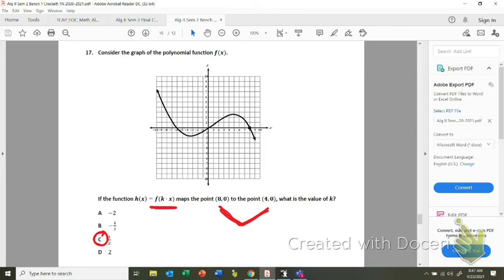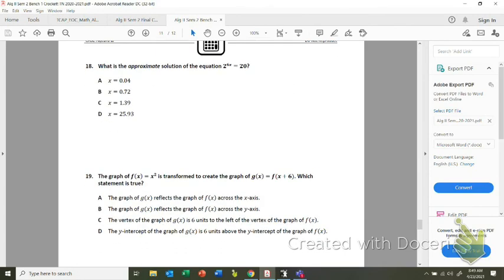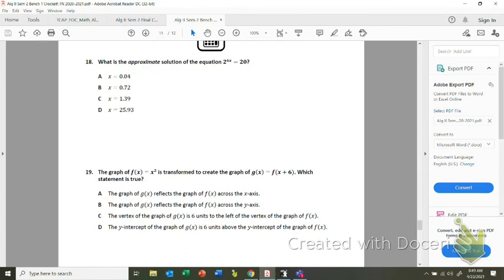All right. Number 18. Easy way, hard way. Easy. So you need a calculator. It says, what is the approximate solution for 2 to the power of 6x equals 20? Look at your choices. X equals 4 different things. What can you do with each of those x's? Plug them in and see which one gets you closest to 20. Please do that.